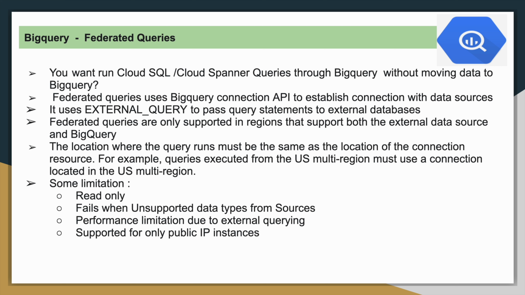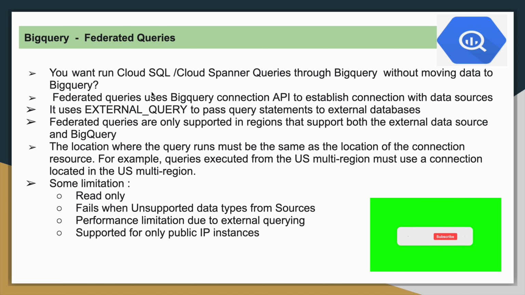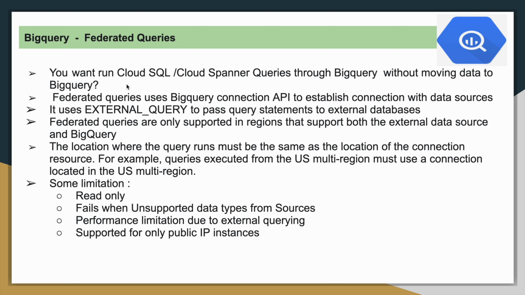Before proceeding with the demo, we will try to understand some concepts about this feature, and then we'll move on to the demo. This feature can be used to query Cloud SQL or Cloud Spanner databases or tables without moving data into the BigQuery storage system. Federated queries use the BigQuery Connection API, so in order to use this feature you have to enable this API.